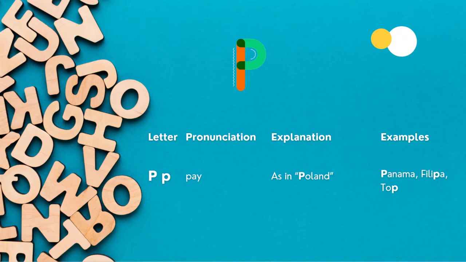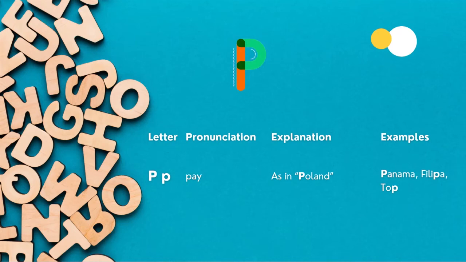So that's to pay something, right? Pronunciation is similar to pay something. And if we look to the explanation, then we see, as in, for example, Poland, P, Poland. Some other examples are Panama, or Philippa, or top, right? P. So it's the P sound, the P. So repeat after me. Pay, P.